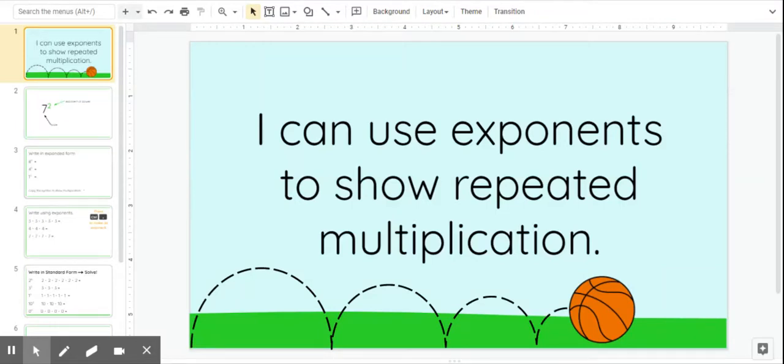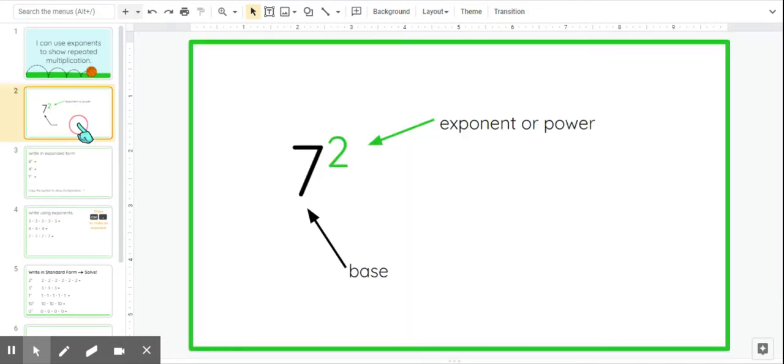I can use exponents to show repeated multiplication. So here we have 7 to the power of 2. This larger number is called our base number, and this little number up at top is called our exponent or our power. So if we were to read this, we could say 7 to the power of 2. We could also say 7 squared, because when you have a power of 2, that means squared.